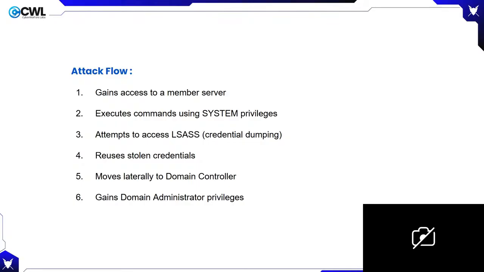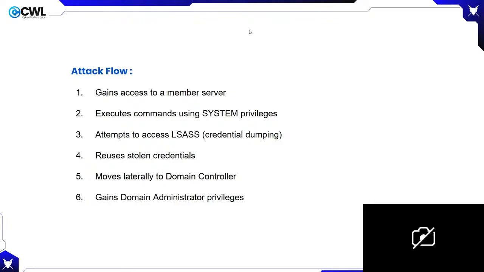Going to the attack flow, here what happens is an attacker gains initial access to a member server, and then he starts executing commands using system privileges. After he executes a command, he successfully attempts to access LSASS, where he does the credential dumping and extracts the credentials from LSASS, reuses those stolen credentials, and then using those credentials he moves laterally to the domain controller and gains domain administrator privileges.